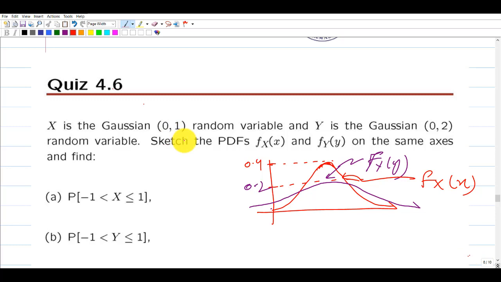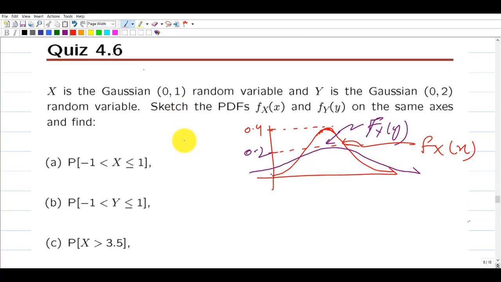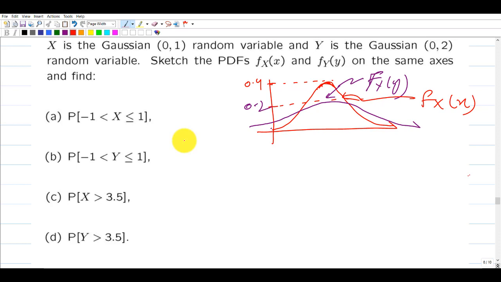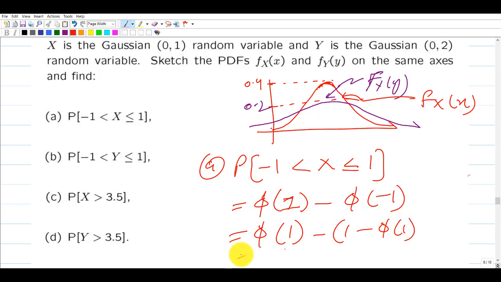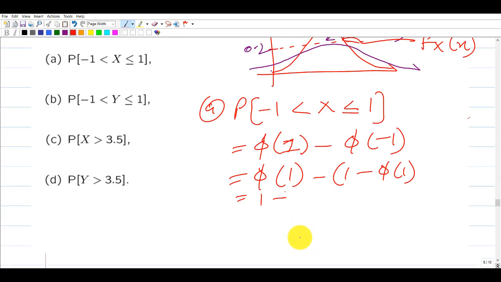Now the next point is asking us to find the probabilities. Part one says, because X is already in the standard normal form, we don't have to transform it. So that would be simply the probability of minus 1 less than X less than or equal to 1. That would be phi of 1 minus phi of minus 1. We can use that theorem, 1 minus phi of 1. So that is 2 times phi of 1 minus 1. We have calculated this number already, it is 0.6826, so we don't have to calculate it again.